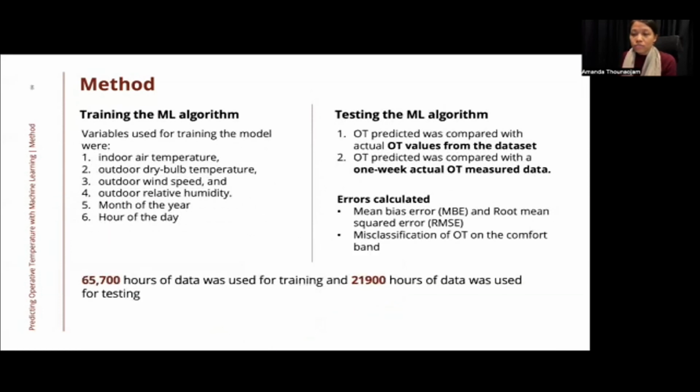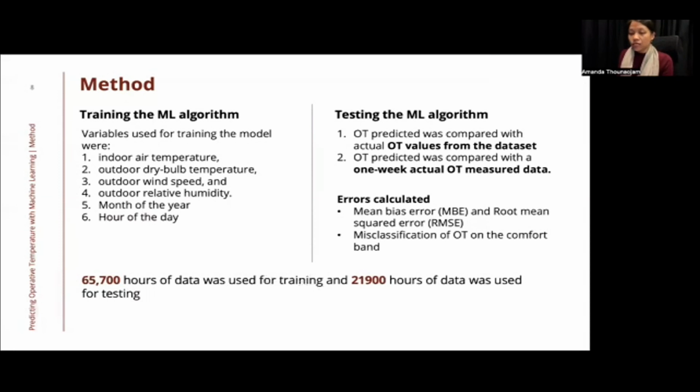So the goal of the machine learning algorithm is to use a set of easily measurable indoor parameters and the weather station data to predict the indoor operative temperature. In the training of the algorithm, we found that the explanatory variables were indoor air temperature, outdoor dry bulb temperature, outdoor wind speed, and outdoor relative humidity. Month of the year and hour of the day were also added later to these variables. So through an iterative process, we arrived at this final set of variables.